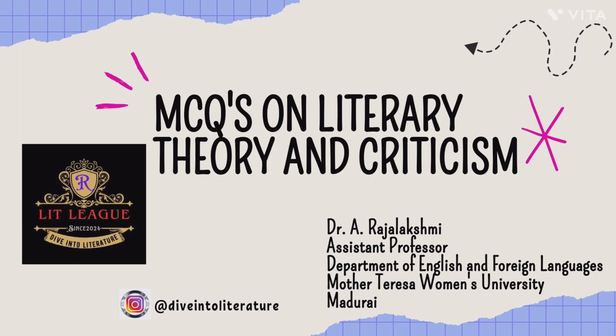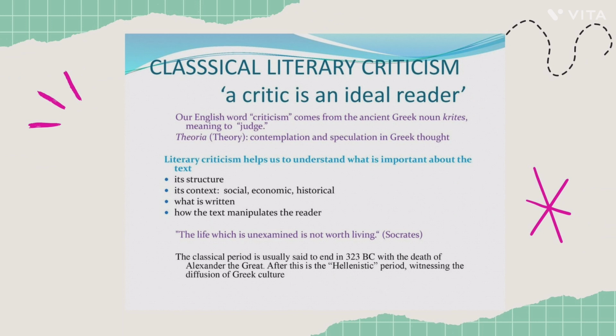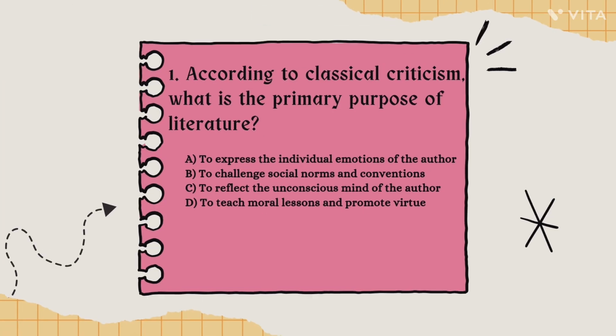In this video, we are going to discuss the MCQs on classical literary criticism. Before that, let's move on to the short note on the introduction on classical criticism. Classical criticism refers to the literary theory and principles that originated in ancient Greece and Rome, particularly during the classical period. It encompasses a set of foundational ideas and concepts that have greatly influenced the study and analysis of literature throughout history. Let's move on to the questions.